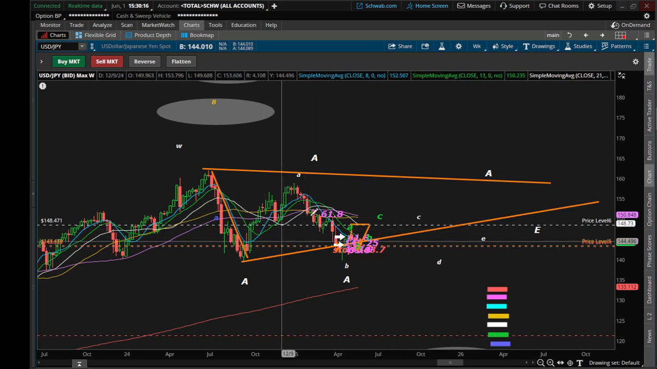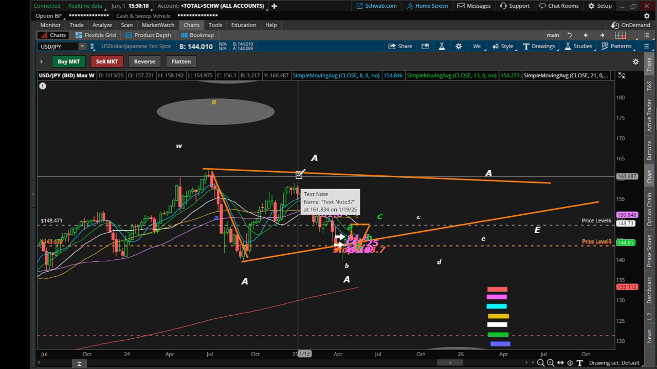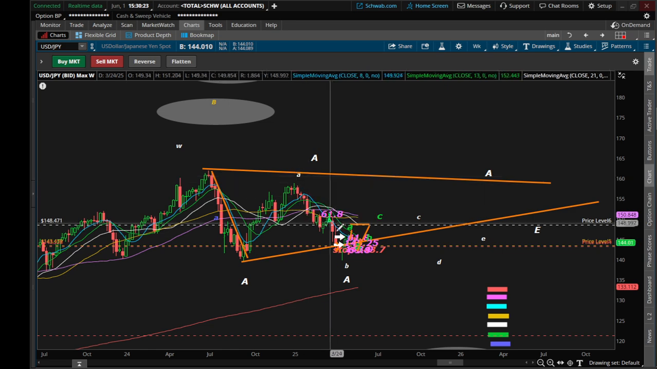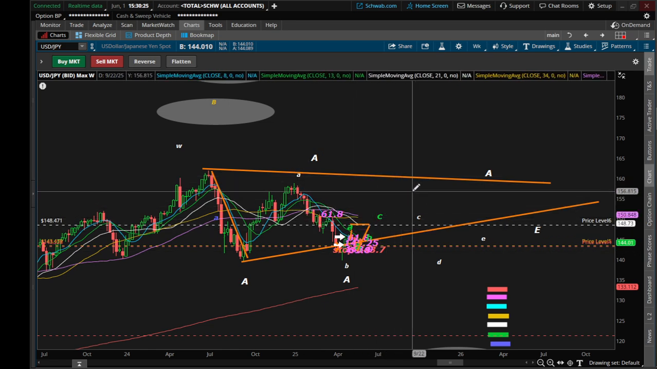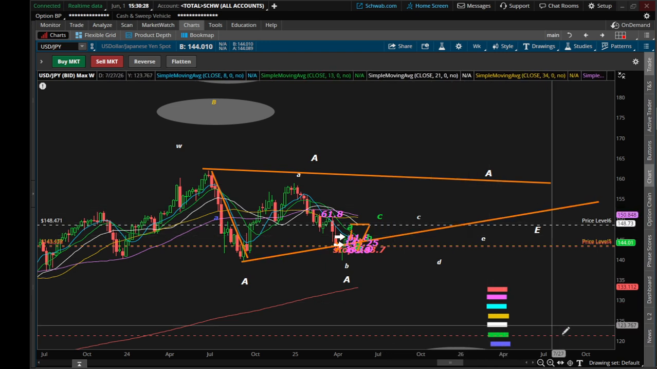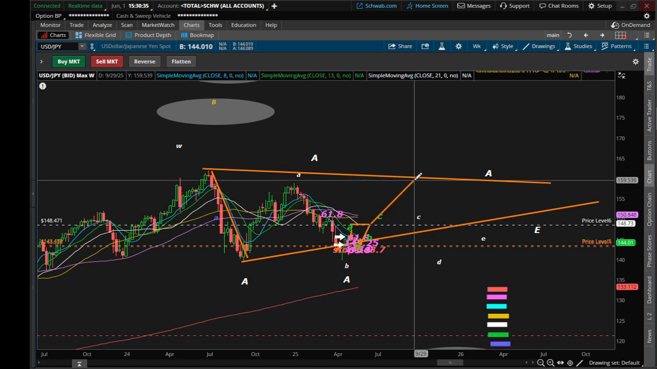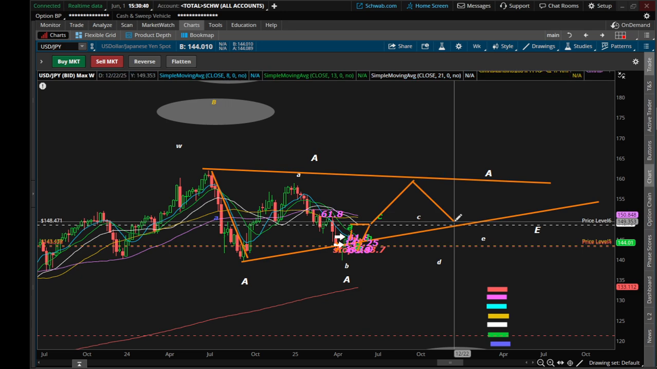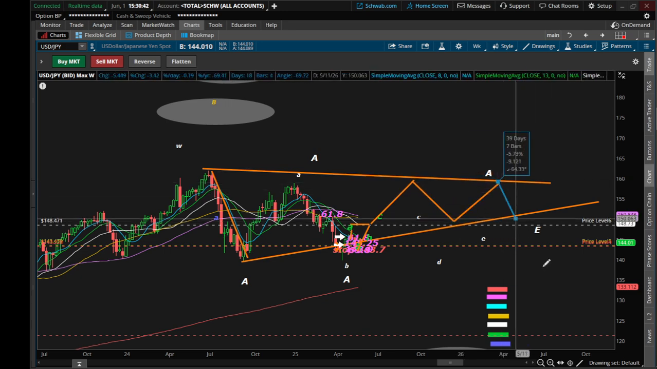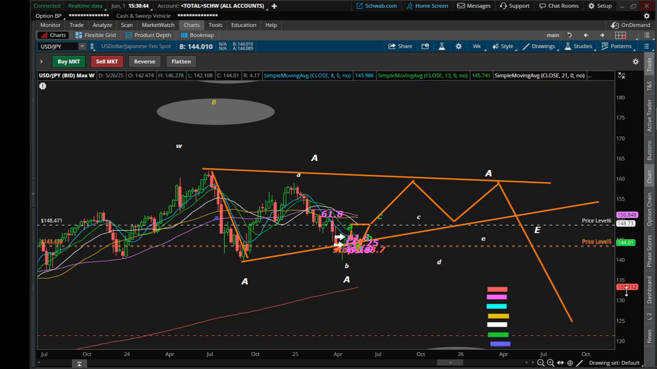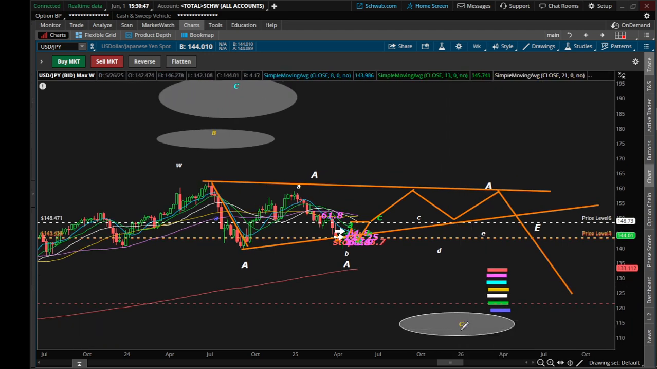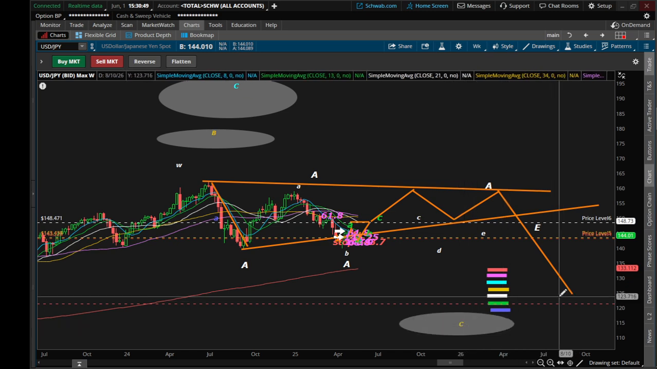And then it would be where you kind of see my lettering here, my notation here. It's an A, B, C, D, and E this way. So the triangle would finish like so. So it's A, B, C, D, and E. And then we continue lower to finish this alternate C leg, okay?